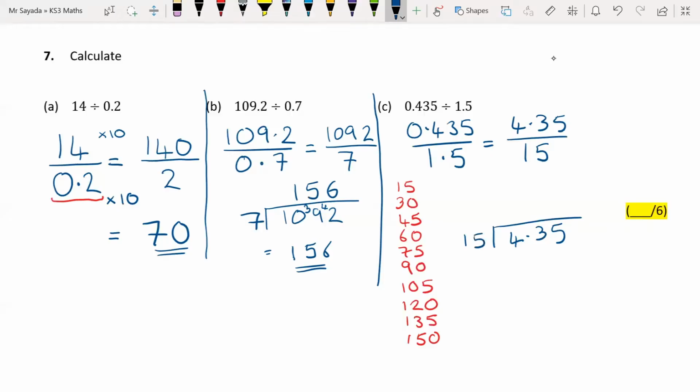So 15 into 4 we can't do, so we put a 0. Don't forget to put the decimal point here. Carry the 4. 15 into 43 goes twice, which makes 30. 2 times 15 is 30, so the remainder is going to be 13. That's a big remainder, but it doesn't matter because 15 into 135 goes exactly 9 times, so we get a perfect answer of 0.29.